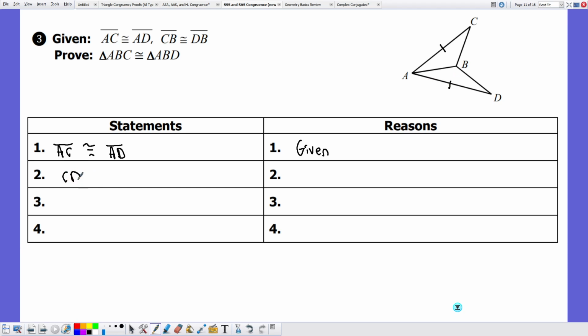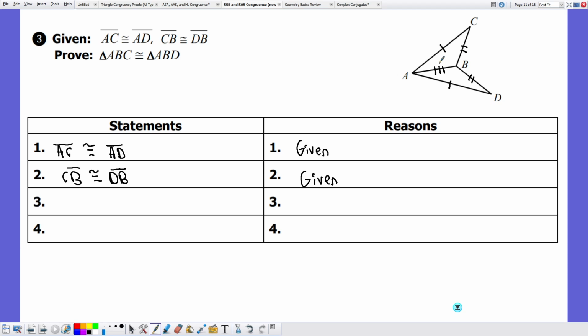We have that CB is congruent with DB. That's also just given to us. So CB and BD. Now the third side, well, we note that both triangles share a common side, AB. This is the third side. Imagine if you were to split the triangles apart, they would both have that same side length of AB.